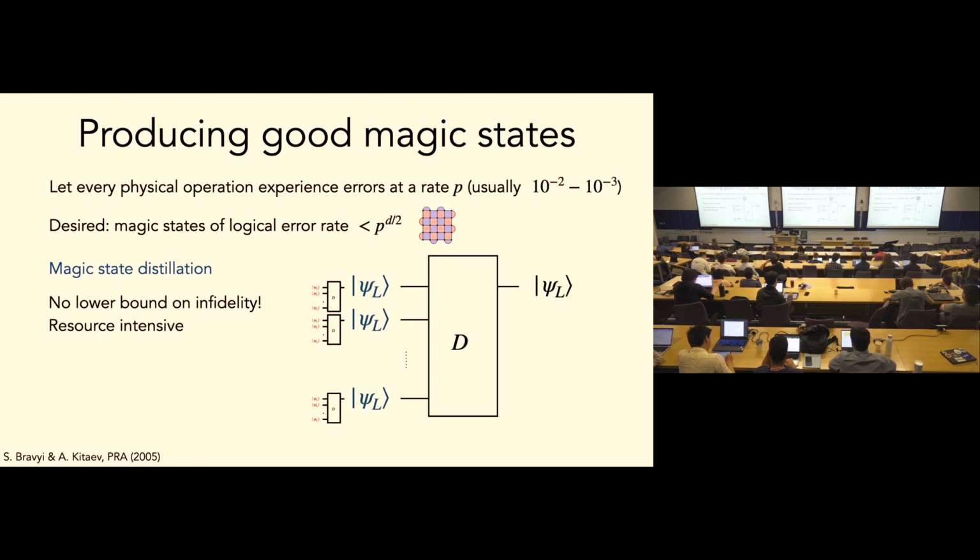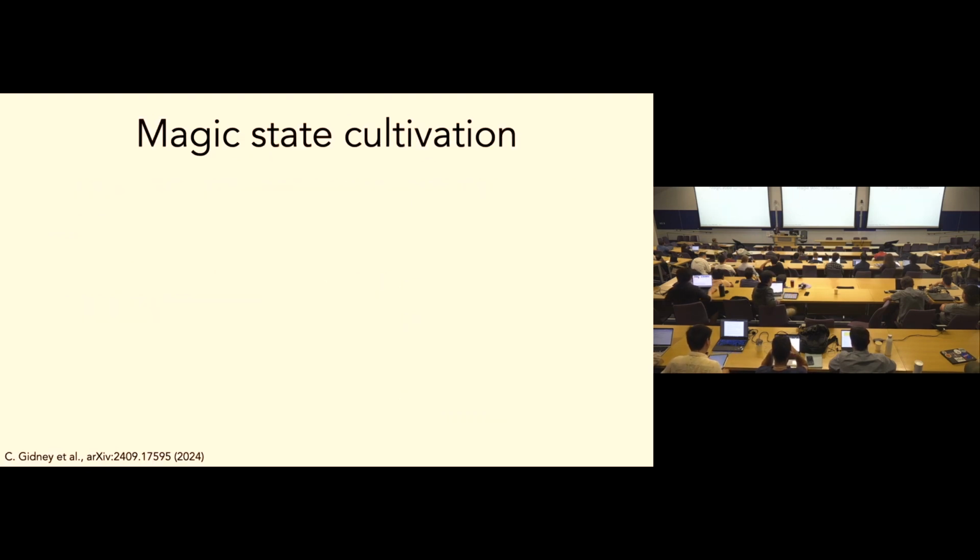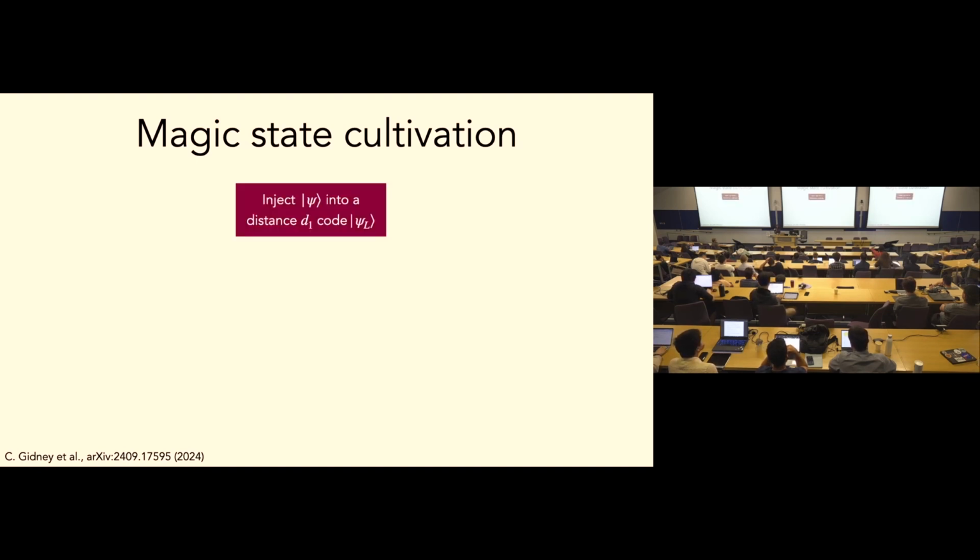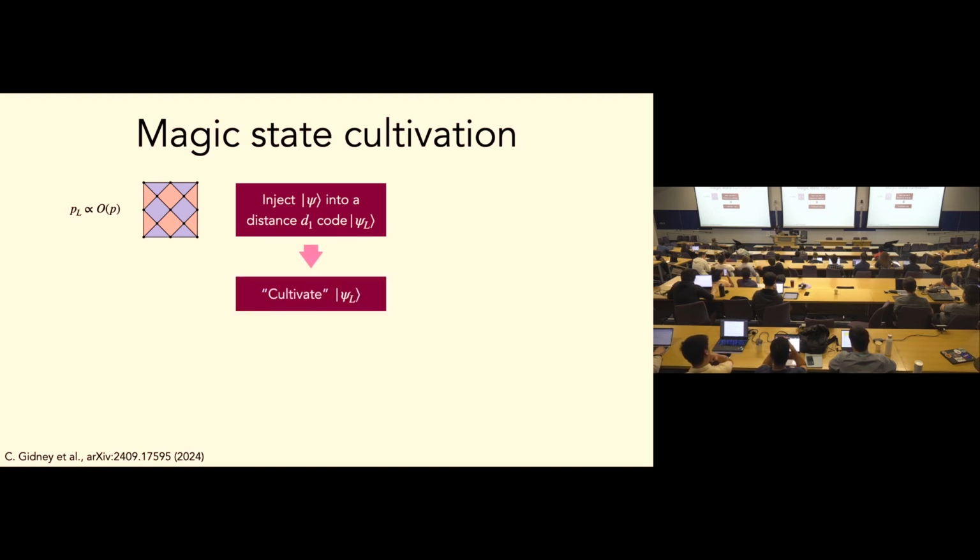intensive. And this, in fact, is where magic state cultivation enters the picture, with its original proposal by Gidney and co-authors in 2024. The basic idea of magic state cultivation follows 3 steps. The first step is to inject your magic state into a small code of distance d1. And as this is just a basic injection step, at this stage, your logical error rate scales linearly with the physical error probability. The second step is the cultivation step. And what this involves is performing repeated logical state checks on your distance d1 code.